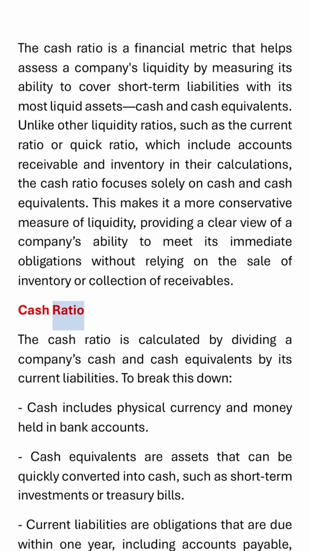Cash ratio. The cash ratio is calculated by dividing a company's cash and cash equivalents by its current liabilities. To break this down, cash includes physical currency and money held in bank accounts. Cash equivalents are assets that can be quickly converted into cash, such as short-term investments or treasury bills. Current liabilities are obligations that are due within 1 year, including accounts payable, short-term loans, and other short-term debts.